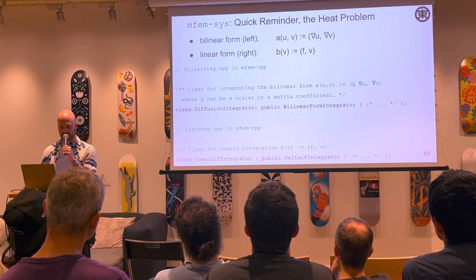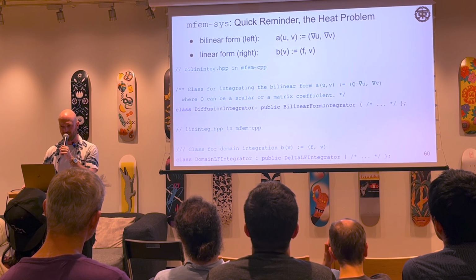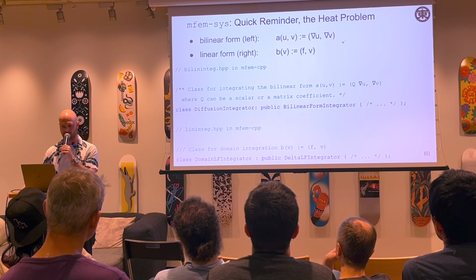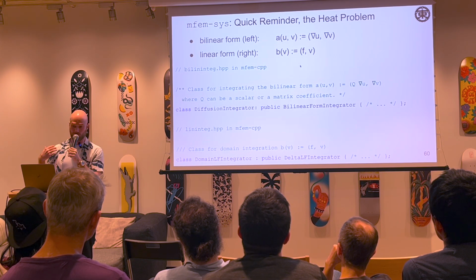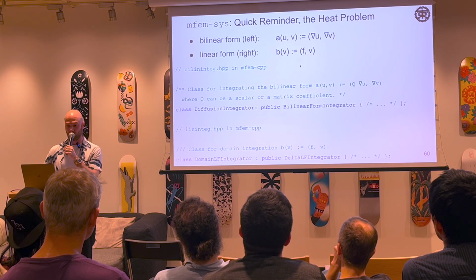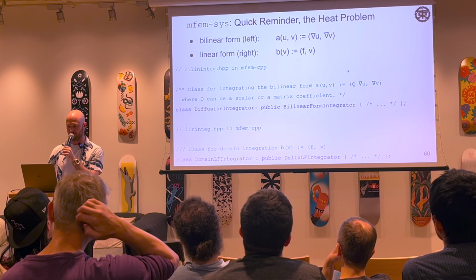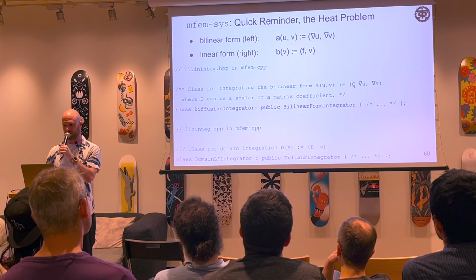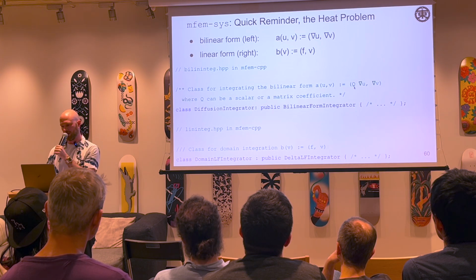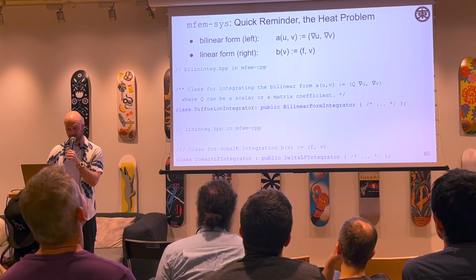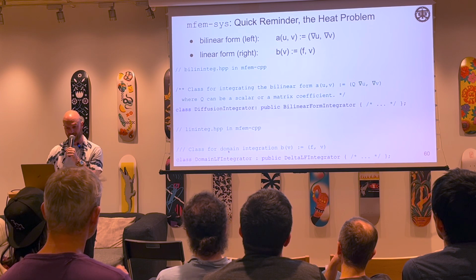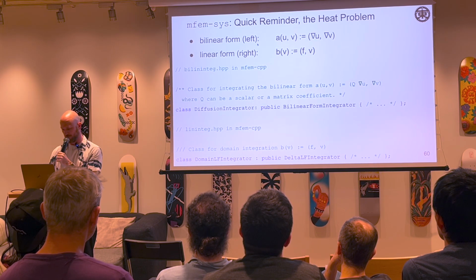All right, just a quick reminder, we're dealing with a heat problem. So we're interested in this particular bilinear form that takes the dot product of the gradients of these two things. And then we have this linear form that's essentially just a dot product. If you were to dig through the documentation of MFEM, you would find DiffusionIntegrator, which claims to be exactly this bilinear form if we set Q to a coefficient that is constant 1 everywhere. So DiffusionIntegrator is going to be our bilinear form, and then this other thing called DomainLFIntegrator, which stands for domain linear form integrator, is going to be the linear form.